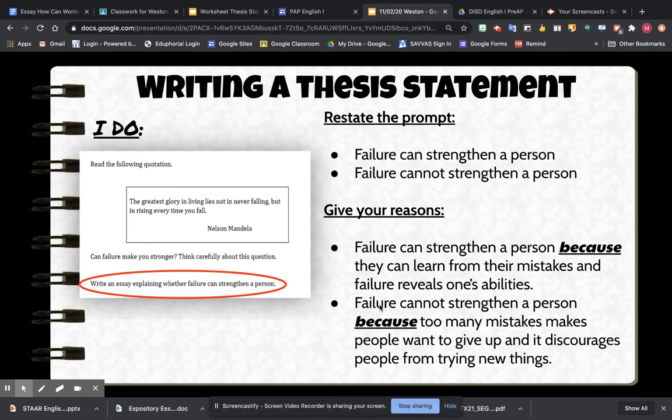Or we could say failure cannot strengthen a person because too many mistakes make a person want to give up. That's body paragraph 1. And it discourages people from trying new things. That's body paragraph number 2.